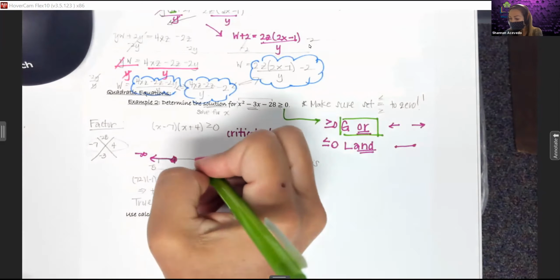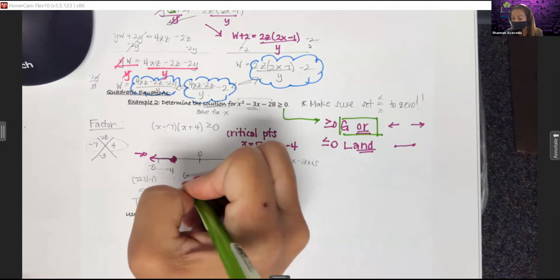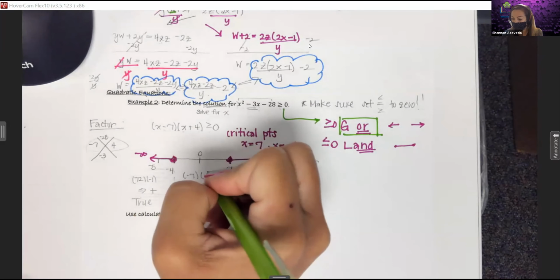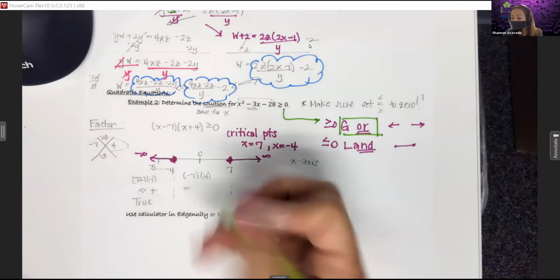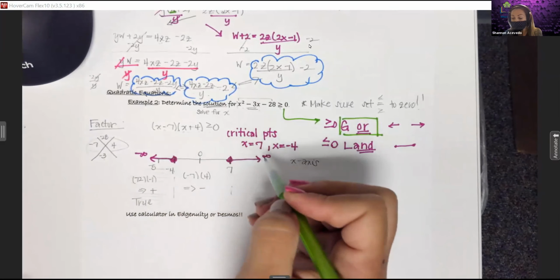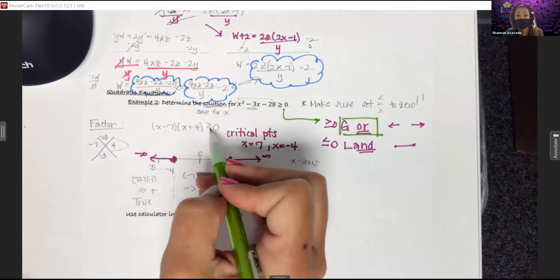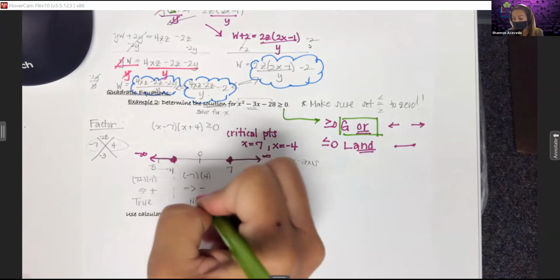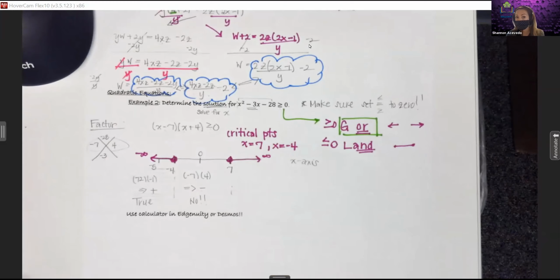Shade it. If I pick something such as 0 here, 0 minus 7 is negative 7, and 0 plus 4 is 4. When I multiply these numbers together, I don't really care what the number is, but I know it's going to be a negative. Is that greater than 0? No, it can't be. So this is not true, so it can't be part of the solution. See how I don't have it shaded up there? It's not part of my solution.